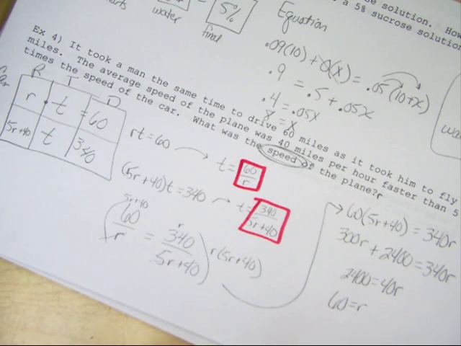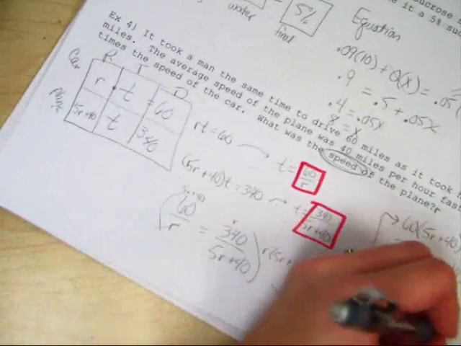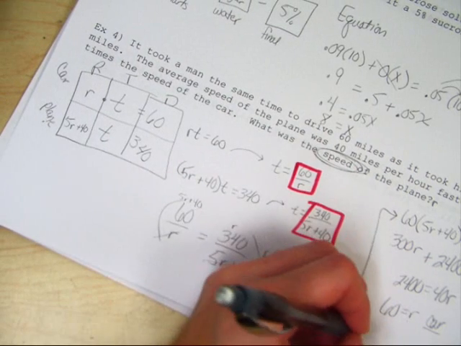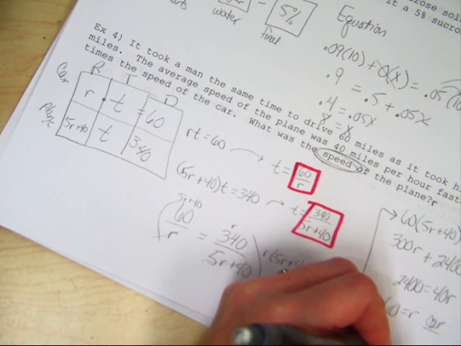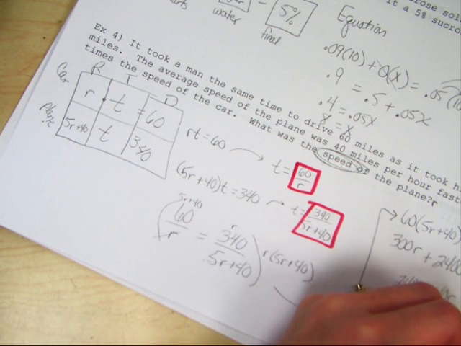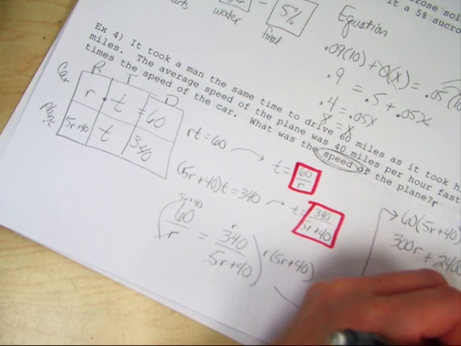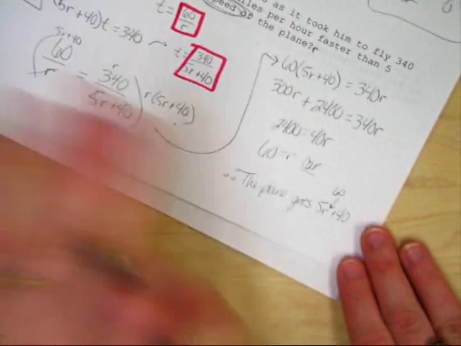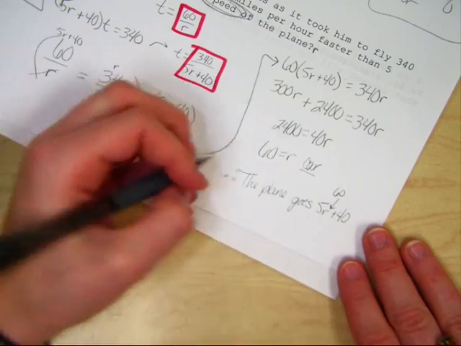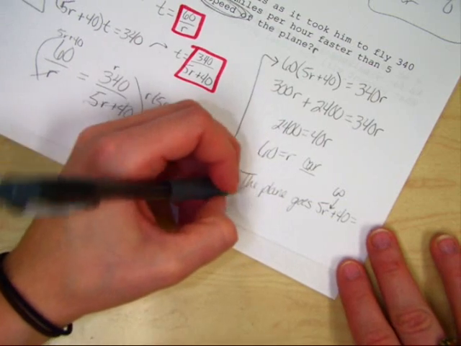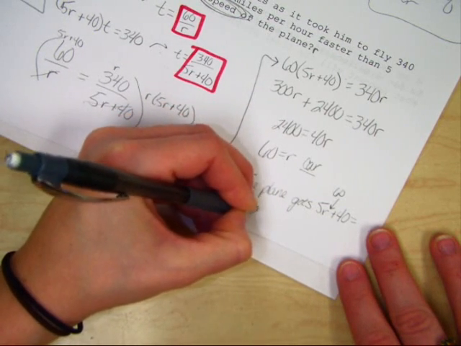Once you do that, you need to go back to your chart and figure out what that means. This R is the rate of the car. What they want us to do is find the rate of the plane. So we'll say, therefore, the plane goes 5R plus 40, which equals, plug in 60 for R. We'll say the plane goes 5R plus 40, but 60 is R. So the plane goes 340 miles per hour.